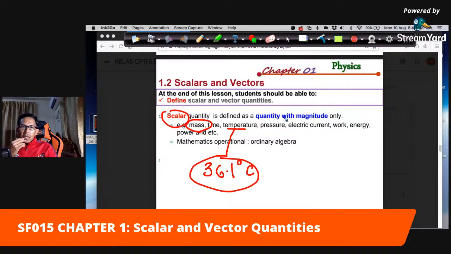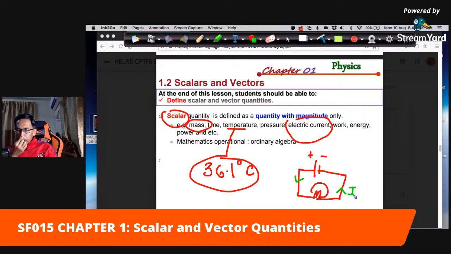Electric current. So in the circuit, let's say you have a battery and you have the bulb, satu lampu atau mentol. So complete circuit. This is positive, this is negative. So current flows from positive to negative. So this is the direction of the current flow. Okay. So the current flow, let's say 3 ampere. Dia cuma nak tahu berapakah magnitude. Dia tidak kisah arah dia mana, kiri ke kanan. Yang penting dia cuma ada magnitude. That's why electric current is a scalar quantity. The same process applies for work, energy, and power.